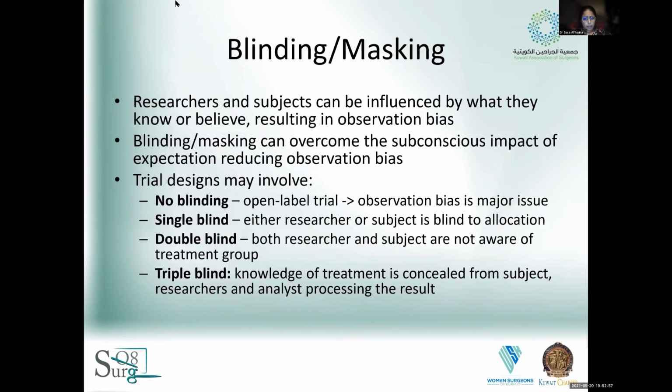So again, blinding and masking can help reduce observation bias. So researchers and subjects, as we said, they're influenced by what they know, by what they believe. I mean, we're humans after all, and we all have these subconscious expectations. So to reduce observation bias, you might have a trial that's not blinded, so an open label trial, and this is where observation bias is a big issue. Or you can have a single blind study. So either the researcher or subject is blinded, or a double blind where both are blinded, or even a triple blind. So the researcher is blinded, the subject is blinded, and the person processing the results is blinded. So I think ideally, a triple blind is the least prone to bias.